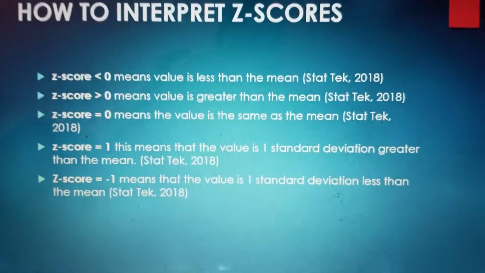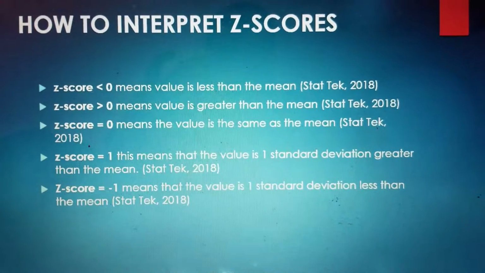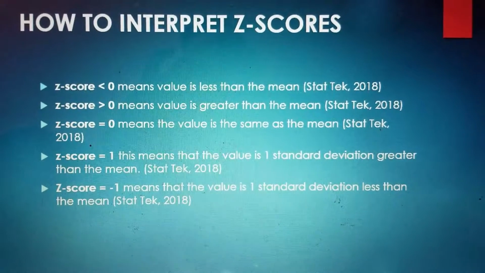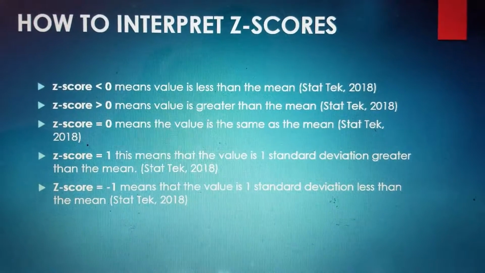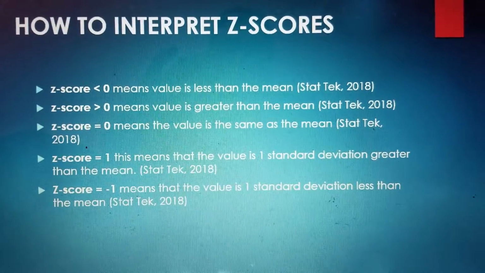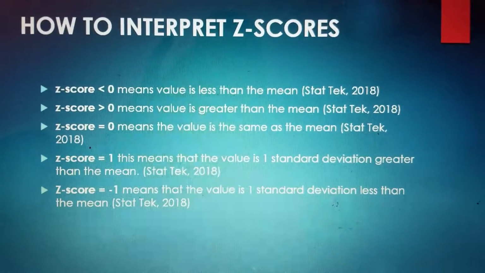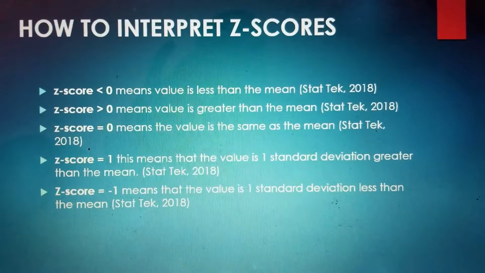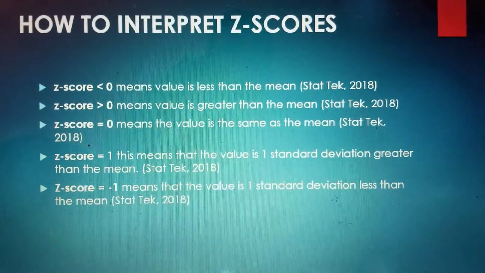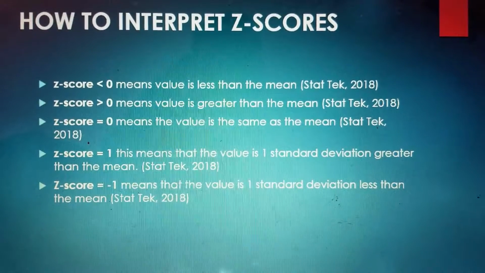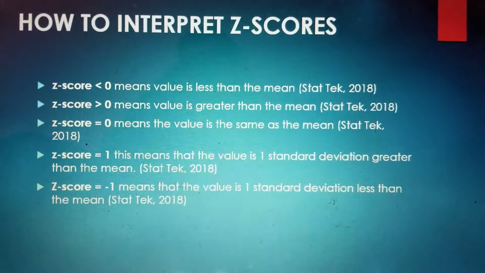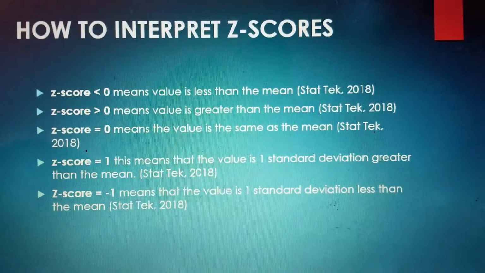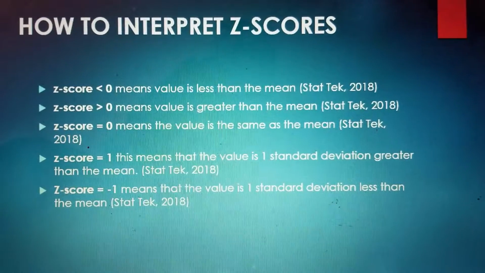So how do we interpret Z-scores? Well, if 0 is greater than the Z-score, that means that the value is less than the mean. If the Z-score is greater than 0, that means that the value is greater than the mean. If a Z-score is equal to 0, that means that the value is the same as the mean. If the Z-score is equal to positive 1, this means that the value is one standard deviation greater than the mean. And on the contrary, if it was minus 1, that means that the value is one standard deviation less than the mean.